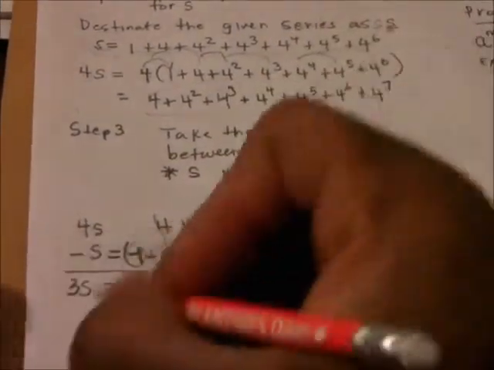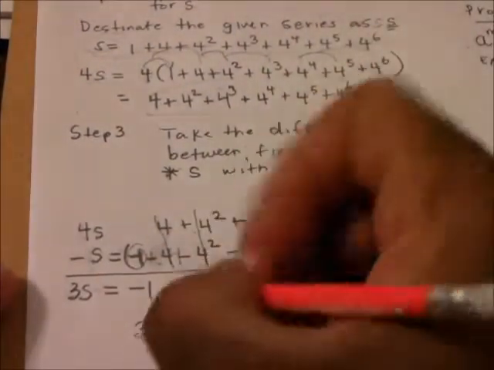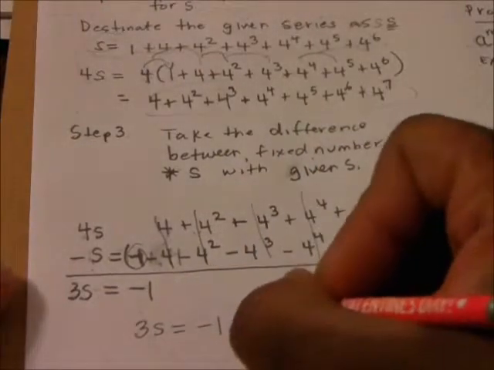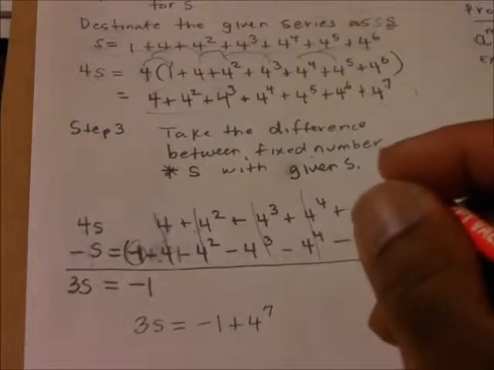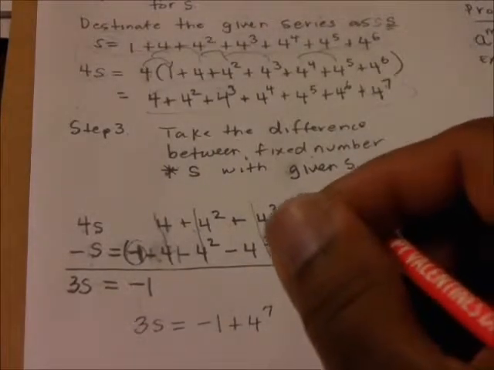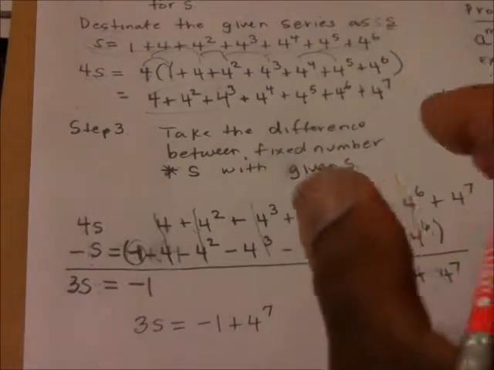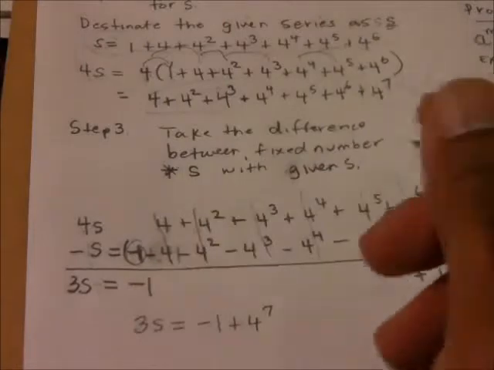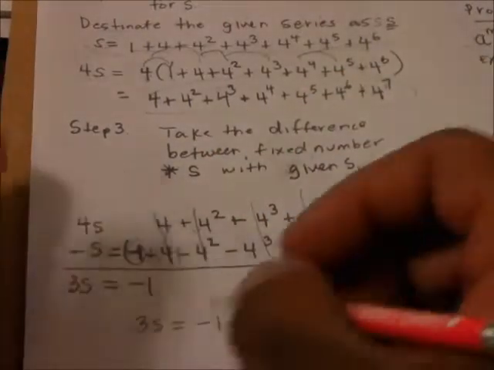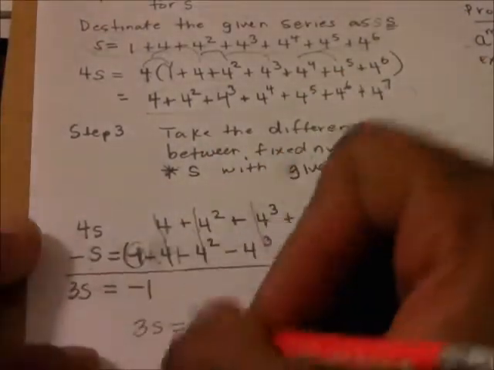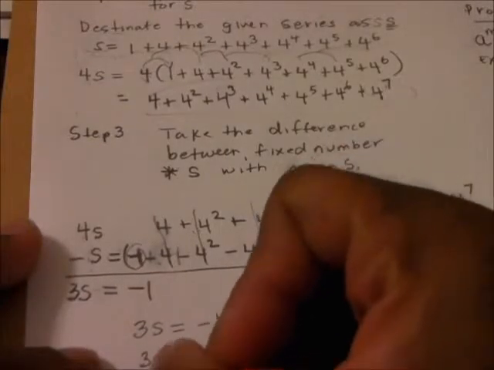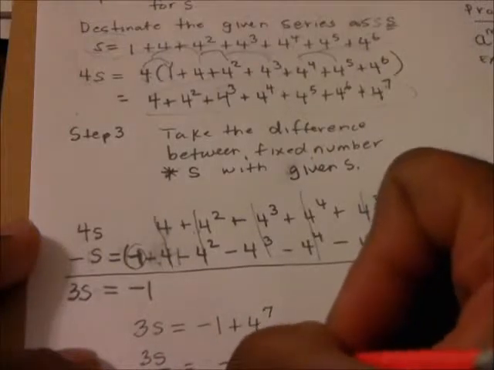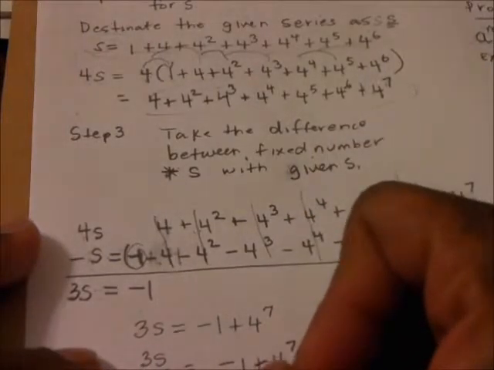And then this is what you have left: 3s equals negative 1 plus 4 to the 7. Now, here's where the rubber meets the road, but it's going to be a nice ride. All you have to do is solve for s. How do we solve for s? We divide by 3 on both sides of the equation, because this is an equation now. So we have 3s divided by 3, and negative 1 plus 4 to the 7 over 3.